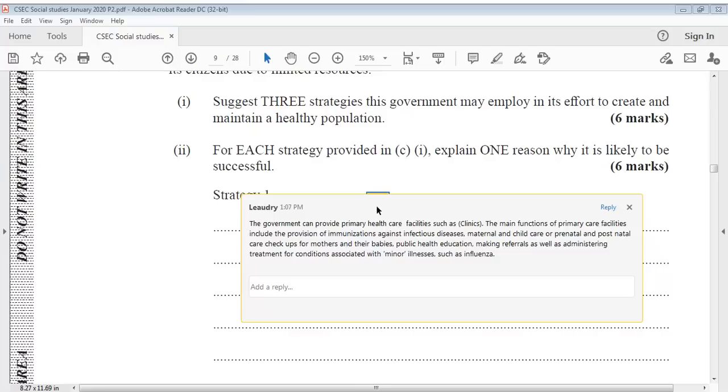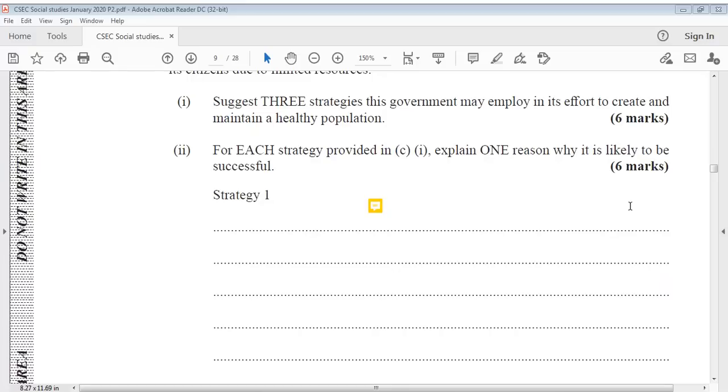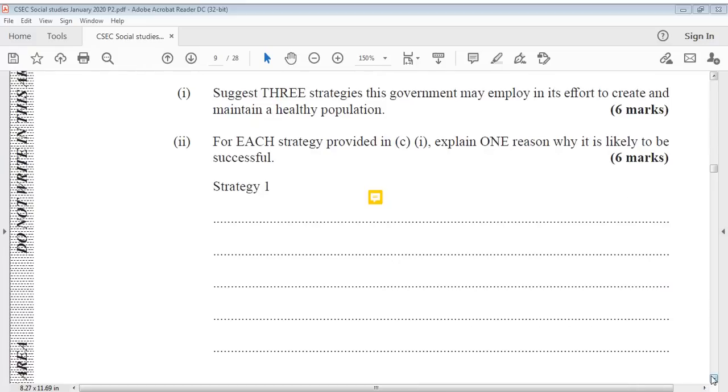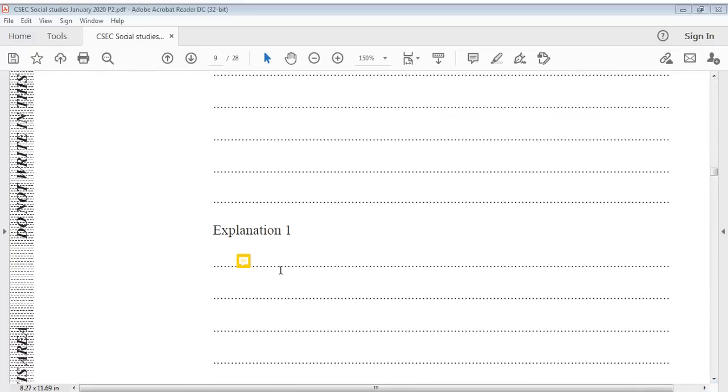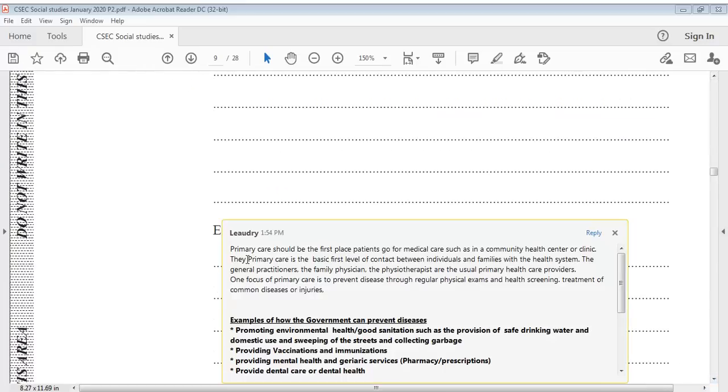So those things are what the government will ensure, that primary health care is available to all its citizens. So that's one strategy, and we could even go and explain it even further in providing primary health care.